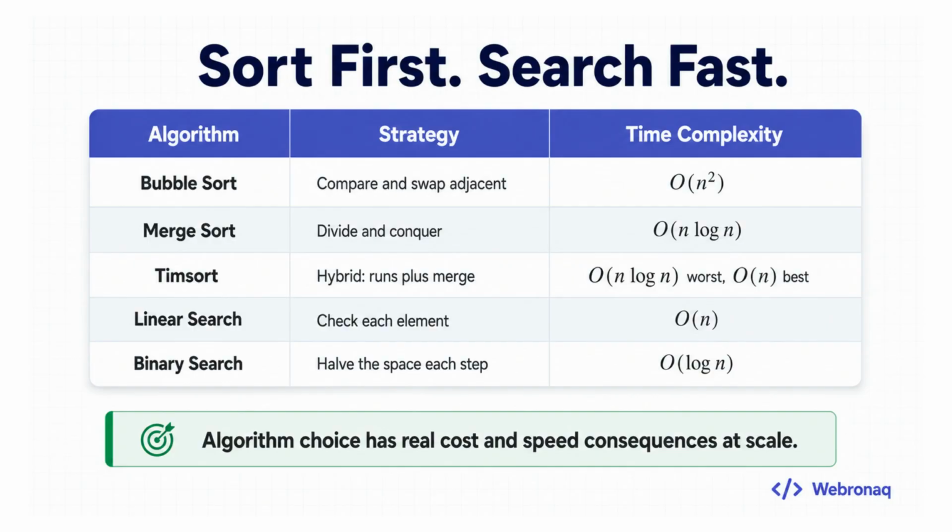And as AlphaDev showed us, even a small efficiency gain in a foundational routine, up to 70% on short sequences, cascades into enormous real-world impact across cloud computing, e-commerce, and search. Algorithm choice is never just a textbook exercise. It is an engineering decision, with genuine cost and speed consequences.